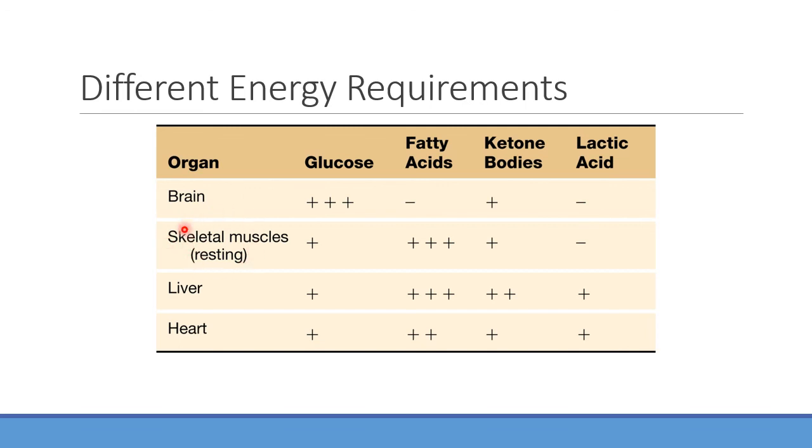Skeletal muscle, especially in resting states, prefers fatty acids for its energy utilization. The liver likes to utilize things like fatty acids and ketone bodies. The heart can also utilize some fatty acids for energy production. Again, it's not so important to memorize how many pluses are in each category. Just know that different organs are going to like different molecules better for energy production. They're going to rely on these to a higher degree. One thing I would probably know is that the brain does like glucose.